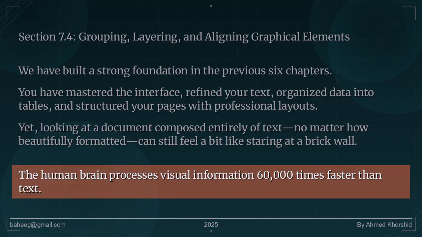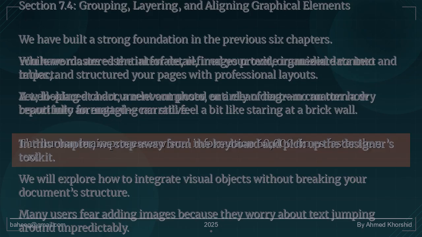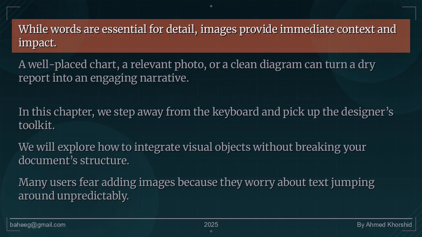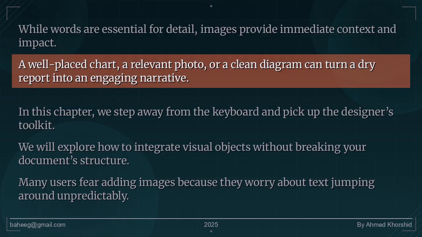The human brain processes visual information 60,000 times faster than text. While words are essential for detail, images provide immediate context and impact. A well-placed chart, a relevant photo, or a clean diagram can turn a dry report into an engaging narrative.